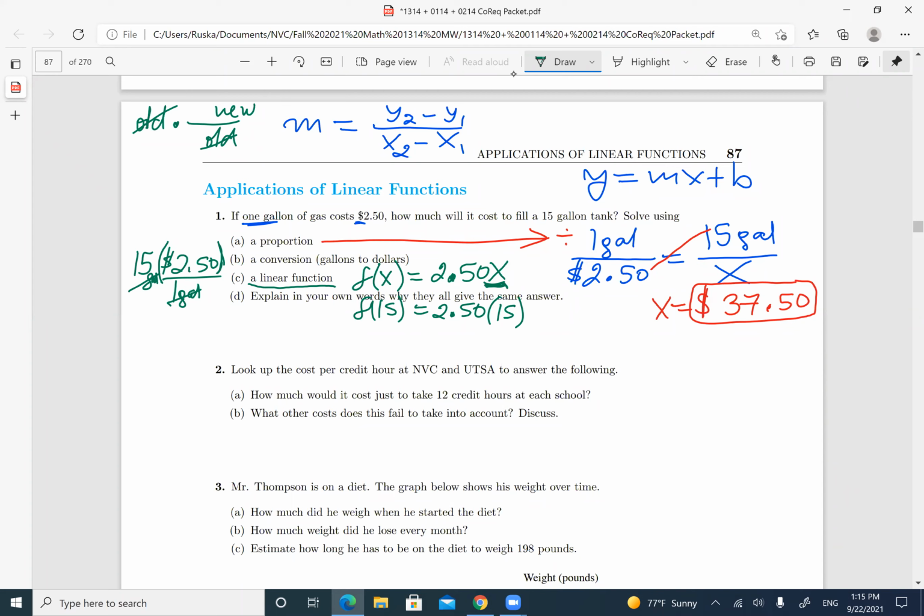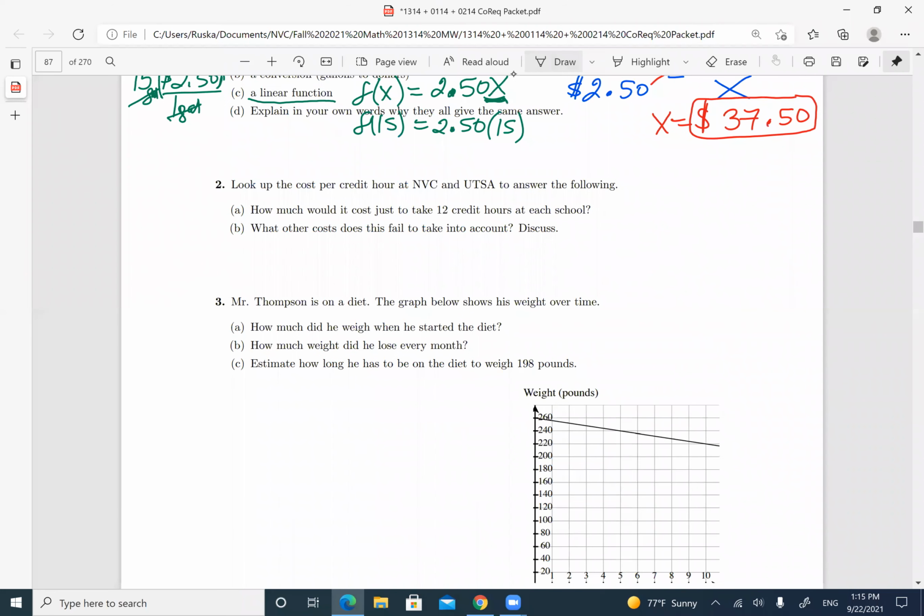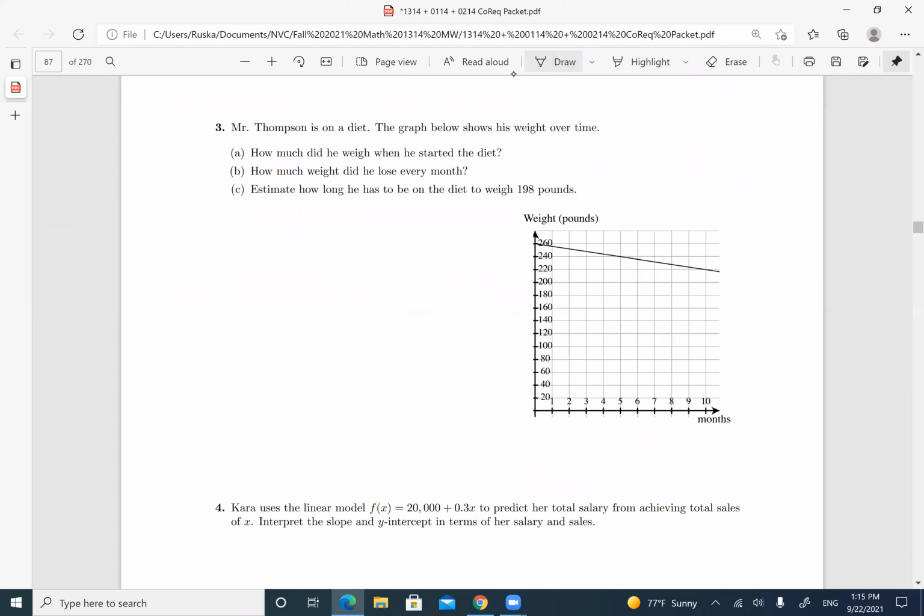Okay, so now let's see which one you want me to do. Let's do number 3. I'm going to do 3, and probably I'm going to do 1 or 2 more, and then you can work on the rest of it. So for all these questions, you just have to analyze them. Think about what's happened. You have to read them carefully.